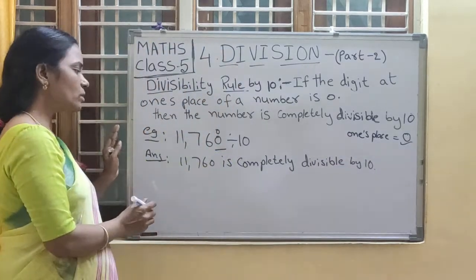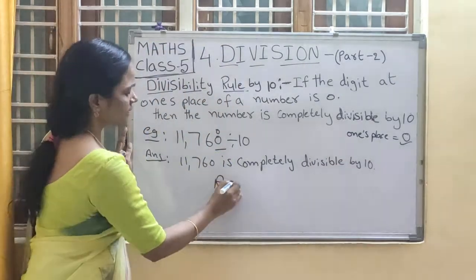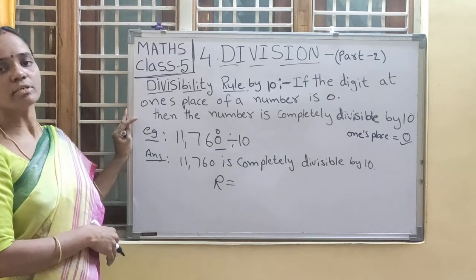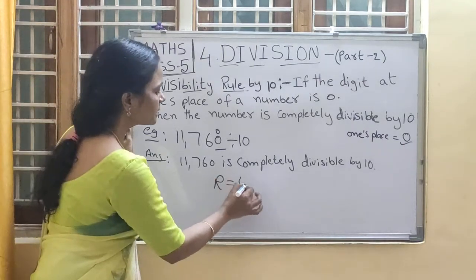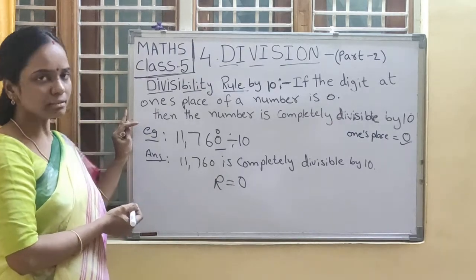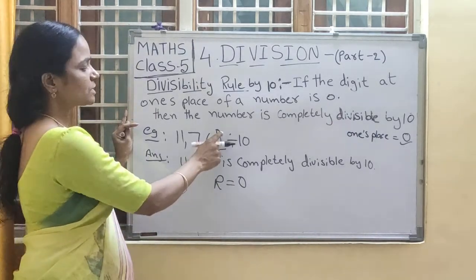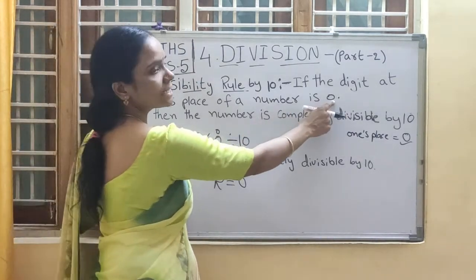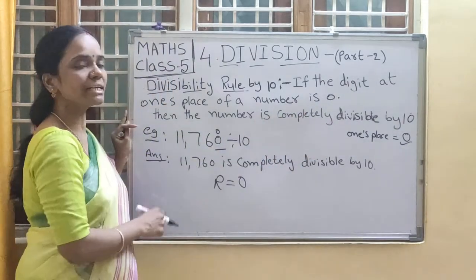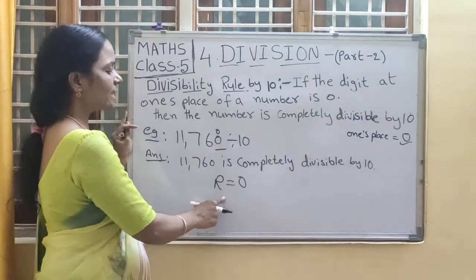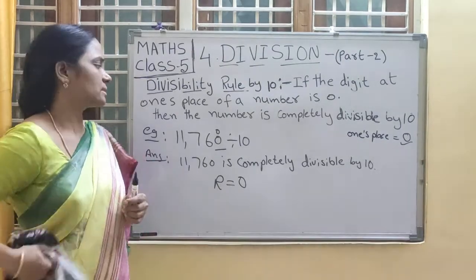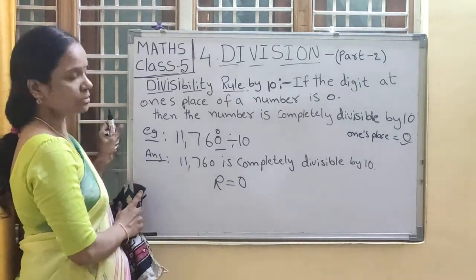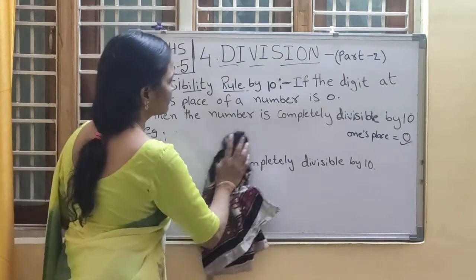It's completely divisible by 10. And what is the remainder? If a number is completely divisible by any divisor, then the remainder is 0. Understood, all of you? So, the ones place digit is 0. If 0 is there at ones place, we can say that the given number is completely divisible by 10 and the remainder is 0. Shall we take one more example, children? Yes. You can pause the video and note it down. Next example.